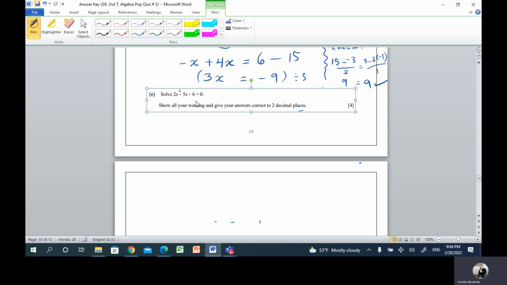Okay. So I want to solve this one here. But I'm just trying to offer more space for us so that we are able to solve it.